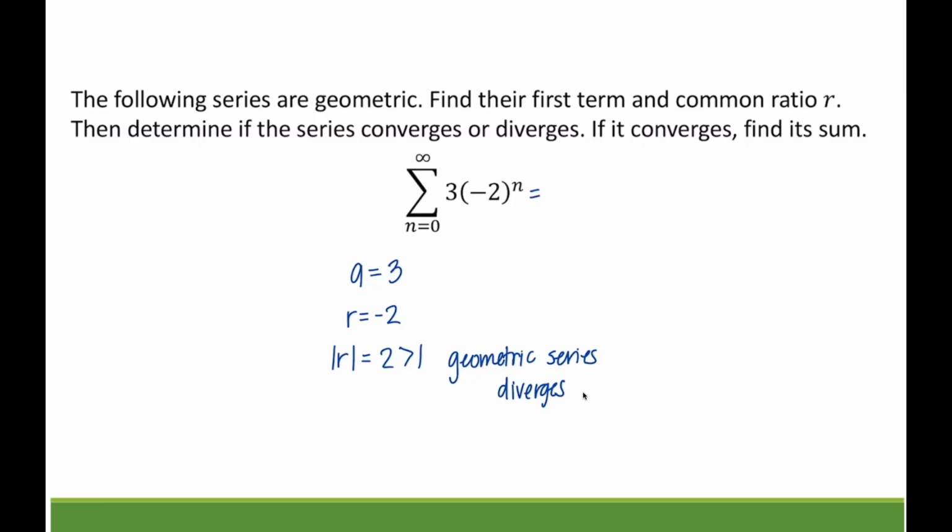Let's expand this out for a second. So we said the starting value was 3 and the common ratio is negative 2. So to get to the next term, I'll multiply by negative 2. That's going to give me negative 6. Multiply by negative 2 again, that's going to give me positive 12. Multiply by negative 2 again, that's negative 24. And then positive 48, and so on.